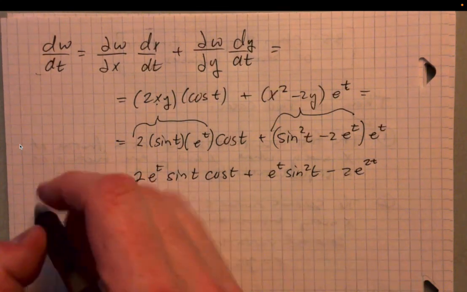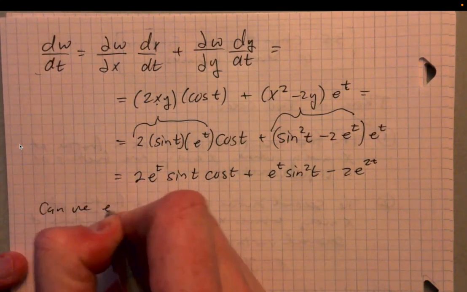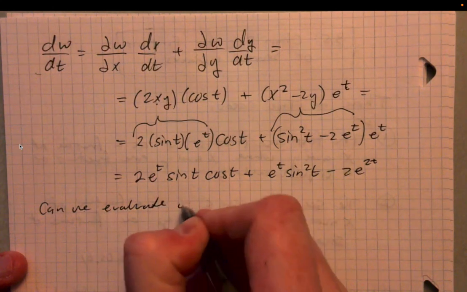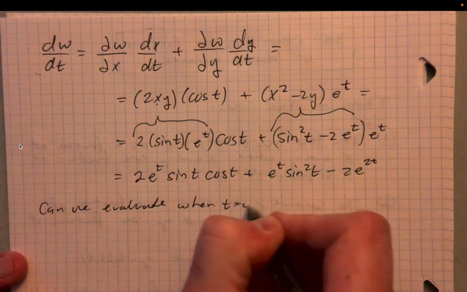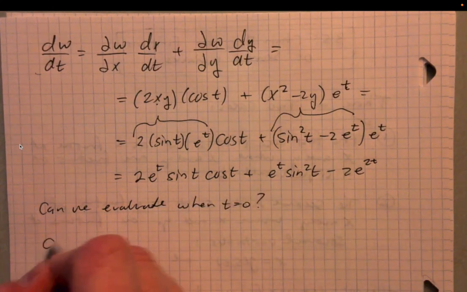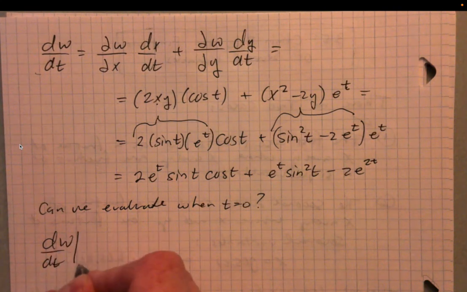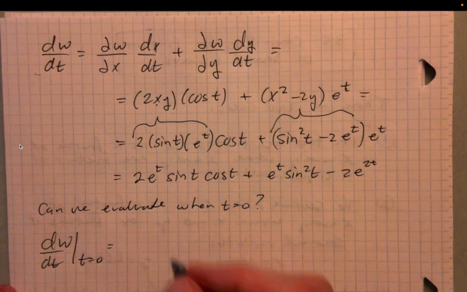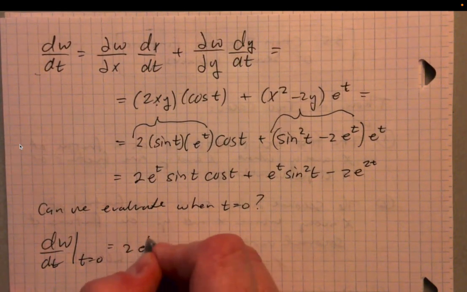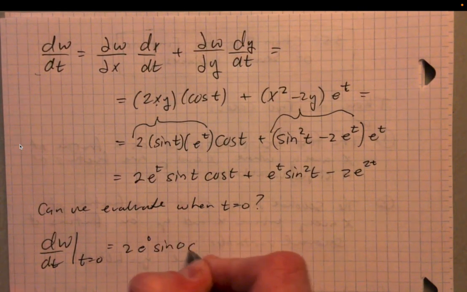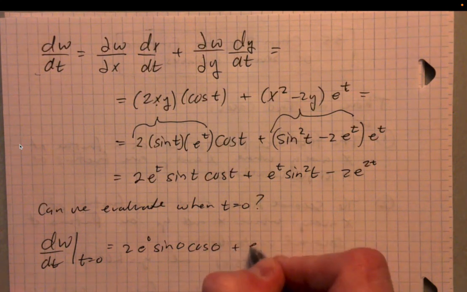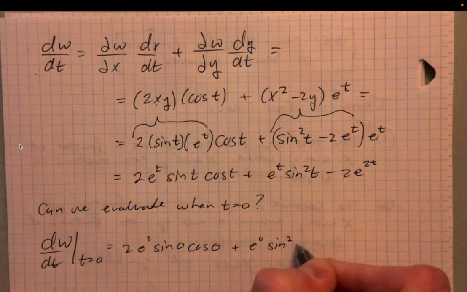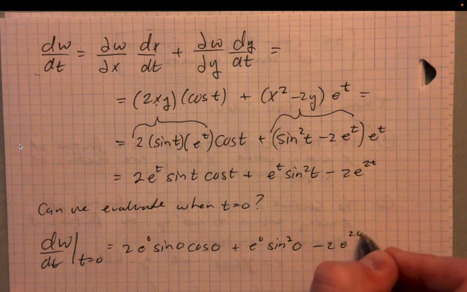Okay, and can we evaluate this when t is equal to 0? Of course, right? So that's just going to be dw/dt when t is equal to 0, and it's basically plugging in a bunch of zeros here. So what do we get here? 2 e to the 0 sine of 0 cos of 0 plus e to the 0 sine squared 0 minus 2 e to the 2 times 0.